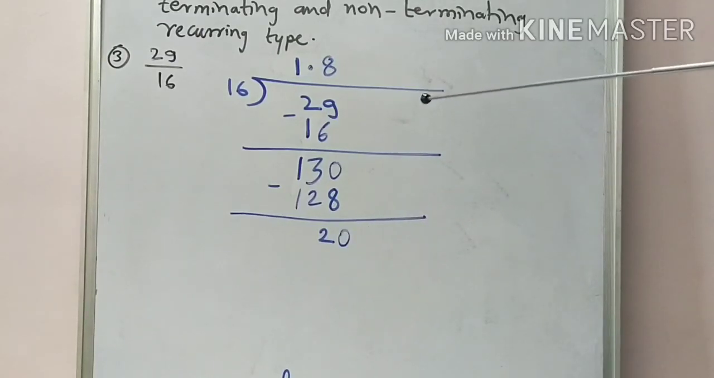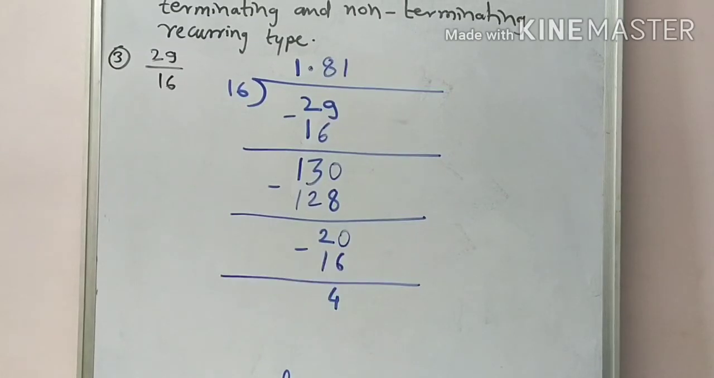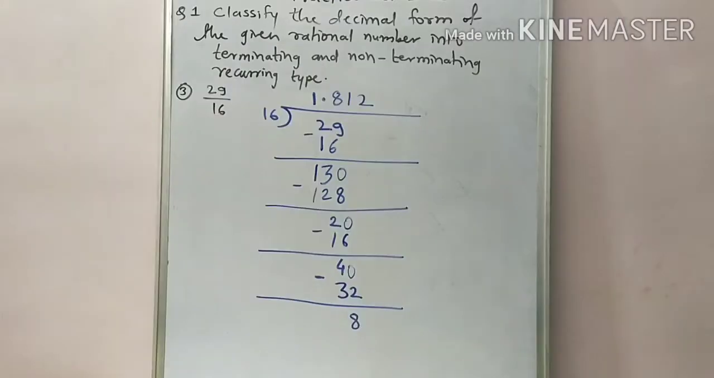Then again according to the table of 16, 16 ones are 16. So the subtraction is again 4. Again we increase one more 0 over here, because that 4 is less than the divisor 16. So that number becomes 40. According to the table of 16, now 16 2s are 32. So the subtraction is what? 40 minus 32, 8, which is again less than the divisor. So increase one more 0 over here.